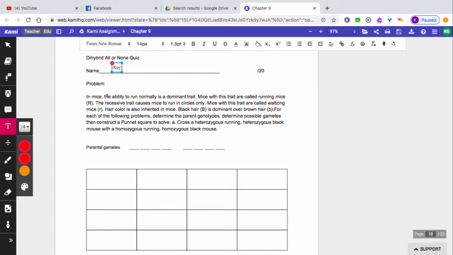All right, so the first thing is you need to make sure that you read the problem carefully and you're extracting the correct information from the problem. Because if you get that wrong, then the whole thing is wrong and you're not going to get any credit and you're going to have to retake it.